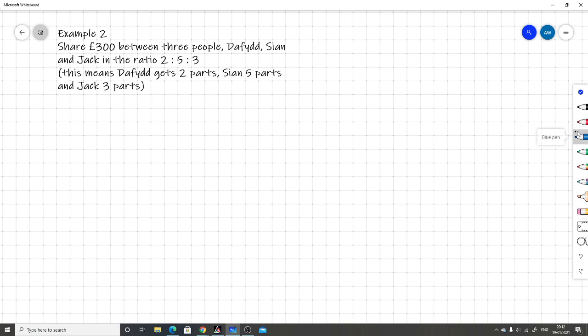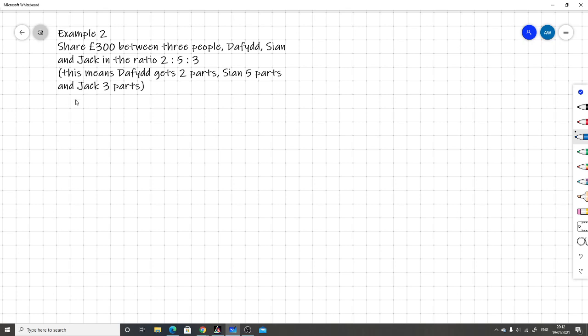Okay. Example 2. Share £300 between 3 people, David, Sean and Jack, in the ratio 2:5:3. So you can have more than 2 numbers in a ratio. It depends on how many people or how many bits you're splitting it into. So when we look at that, David is getting 2 parts, Sean is getting 5 parts, and Jack is getting 3 parts. Remember that the order of the names in the question match the order of the numbers in the ratio.